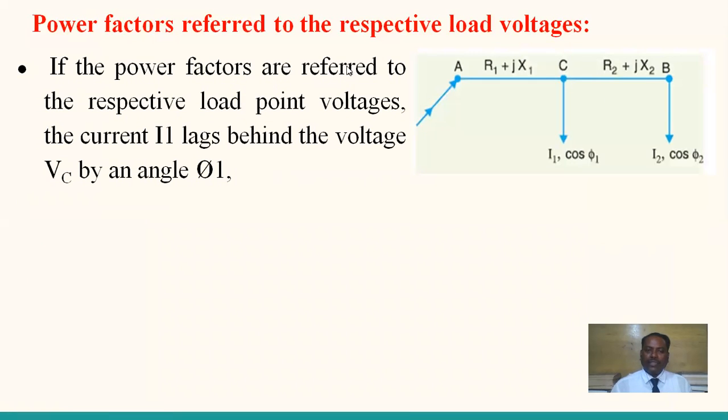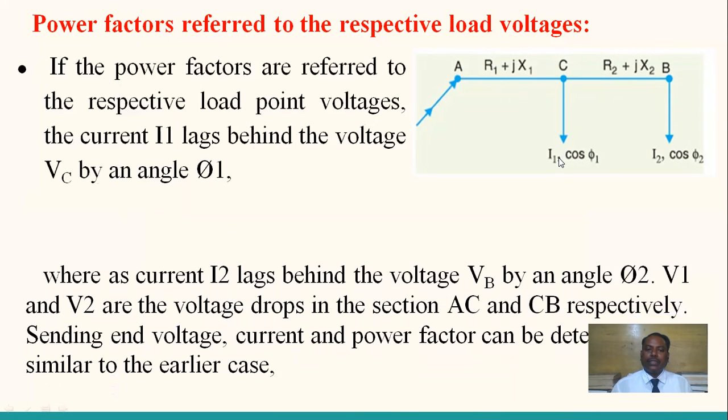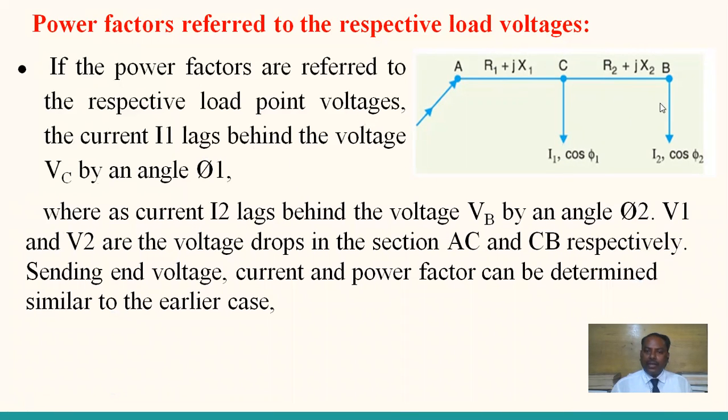So if the power factors are referred to respective load point voltages, C and B are the load point voltages. The current I1 lags behind the voltage VC by an angle phi1, whereas I2 lags behind voltage VB by an angle phi2. V1 and V2 are the voltage drops in the sections AC and CB respectively. So sending end voltage, current and power factor can be determined similar to the earlier case.